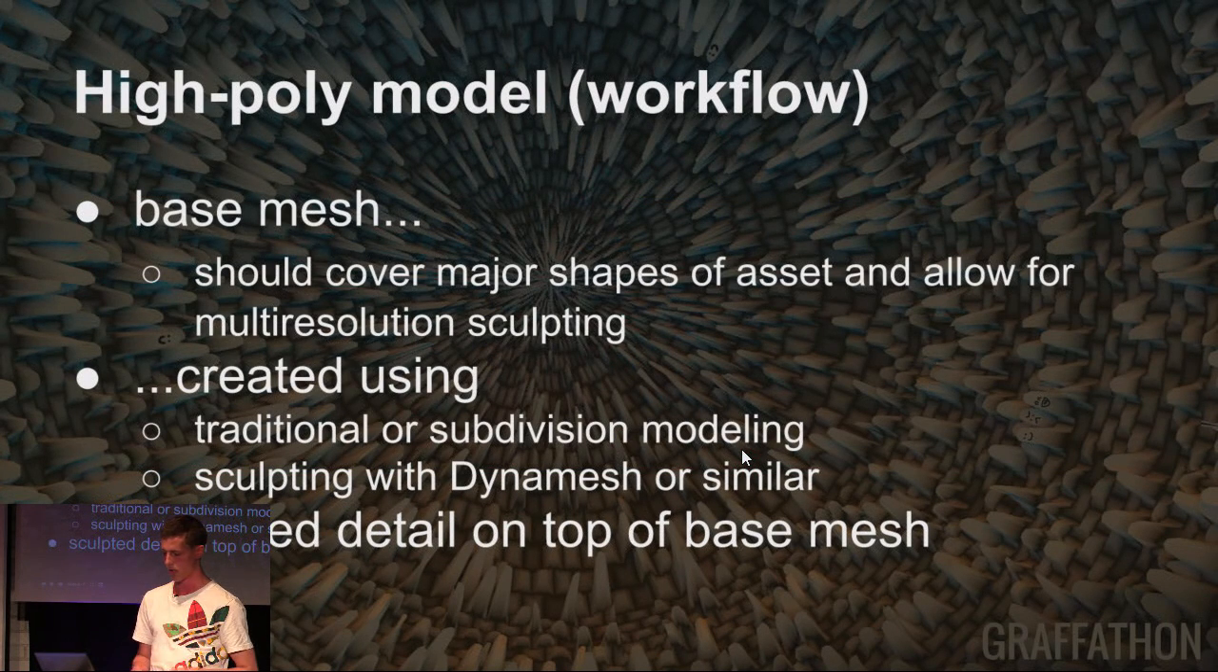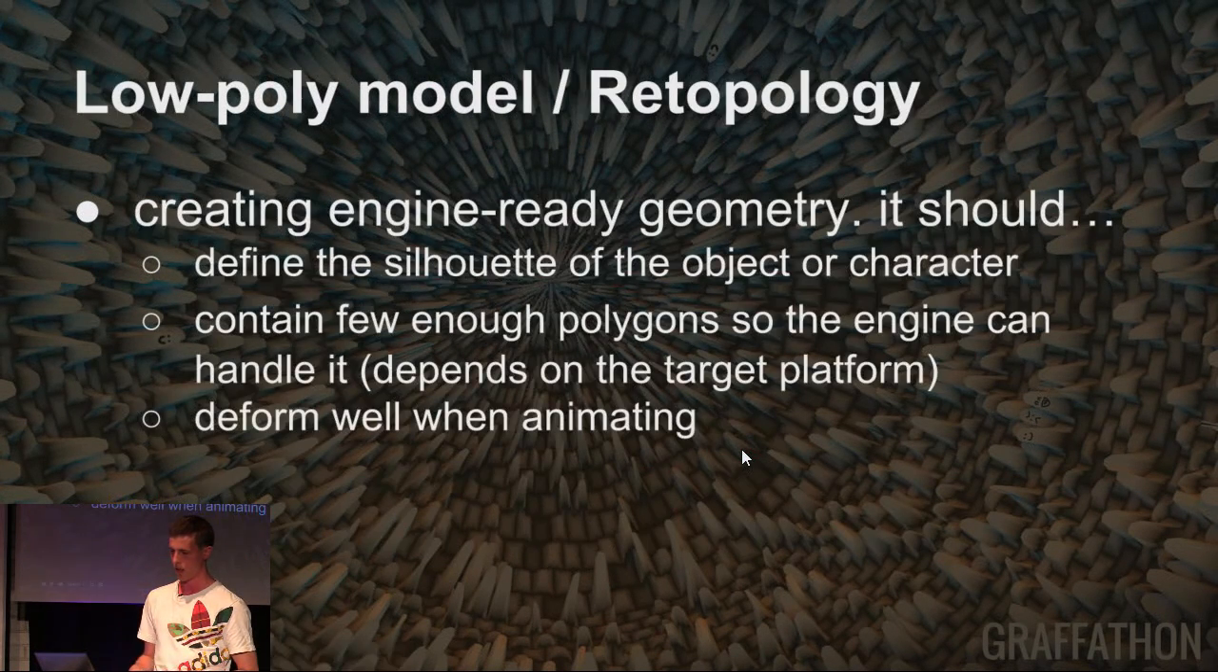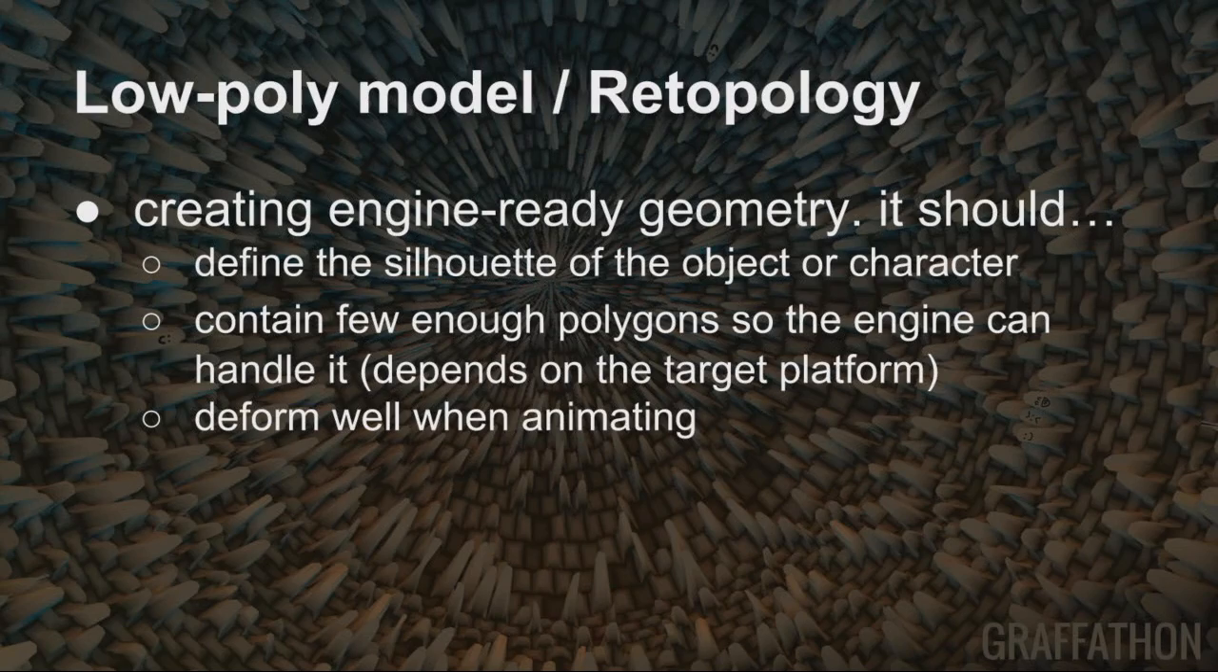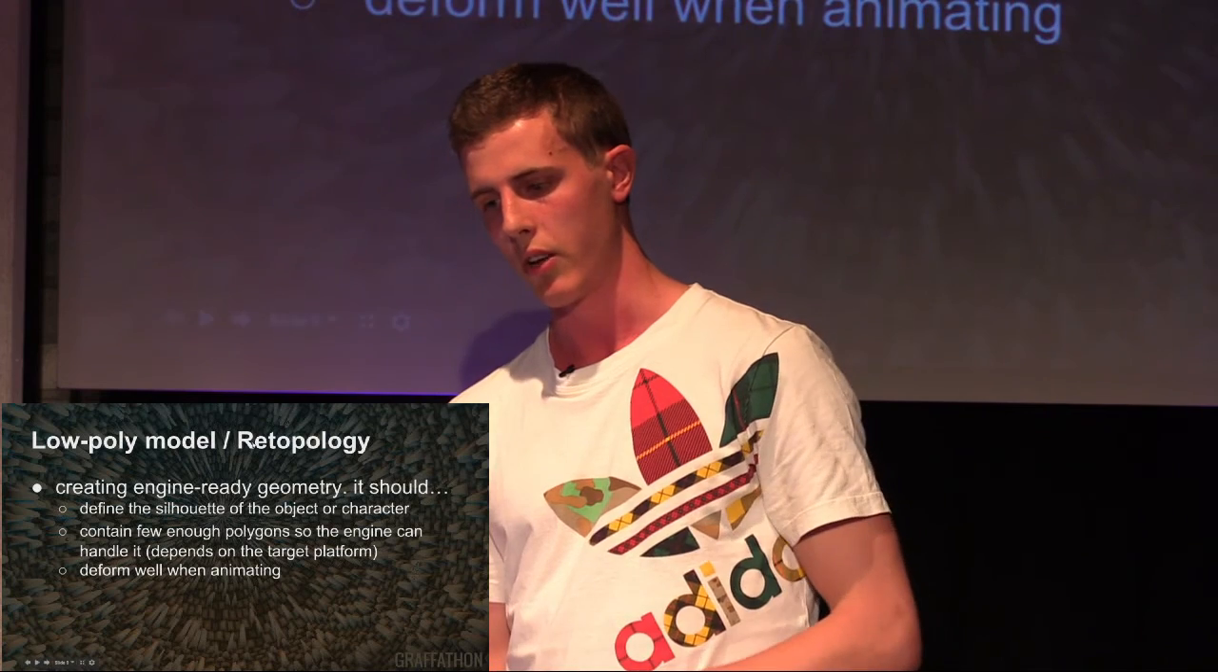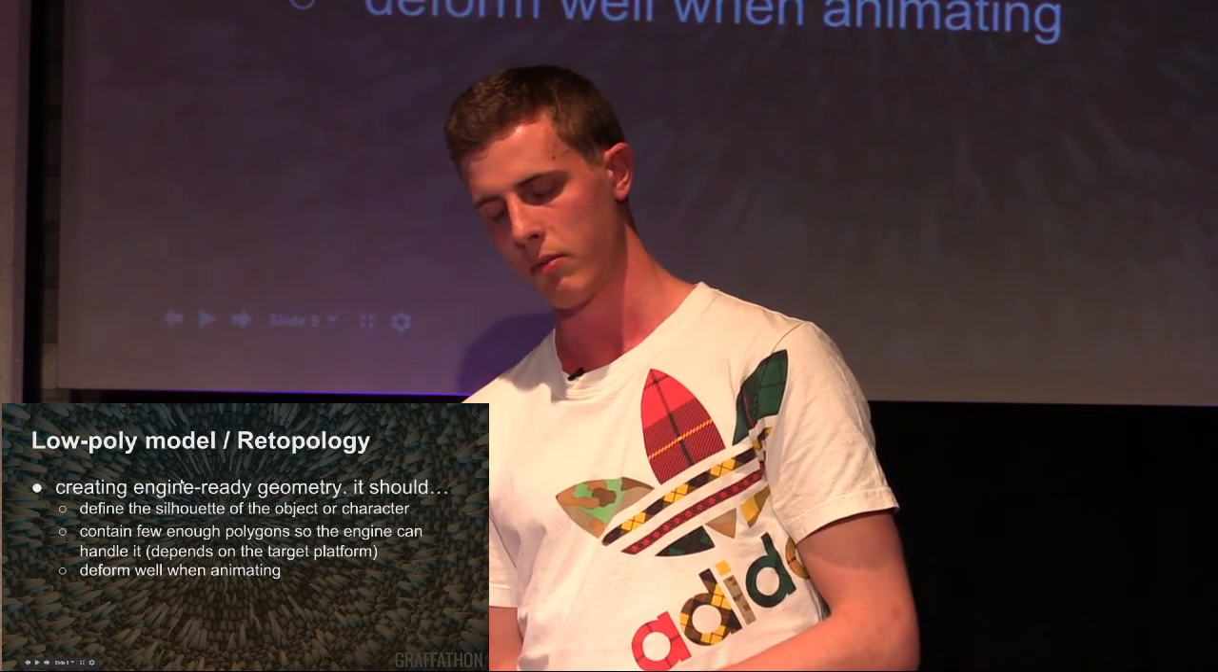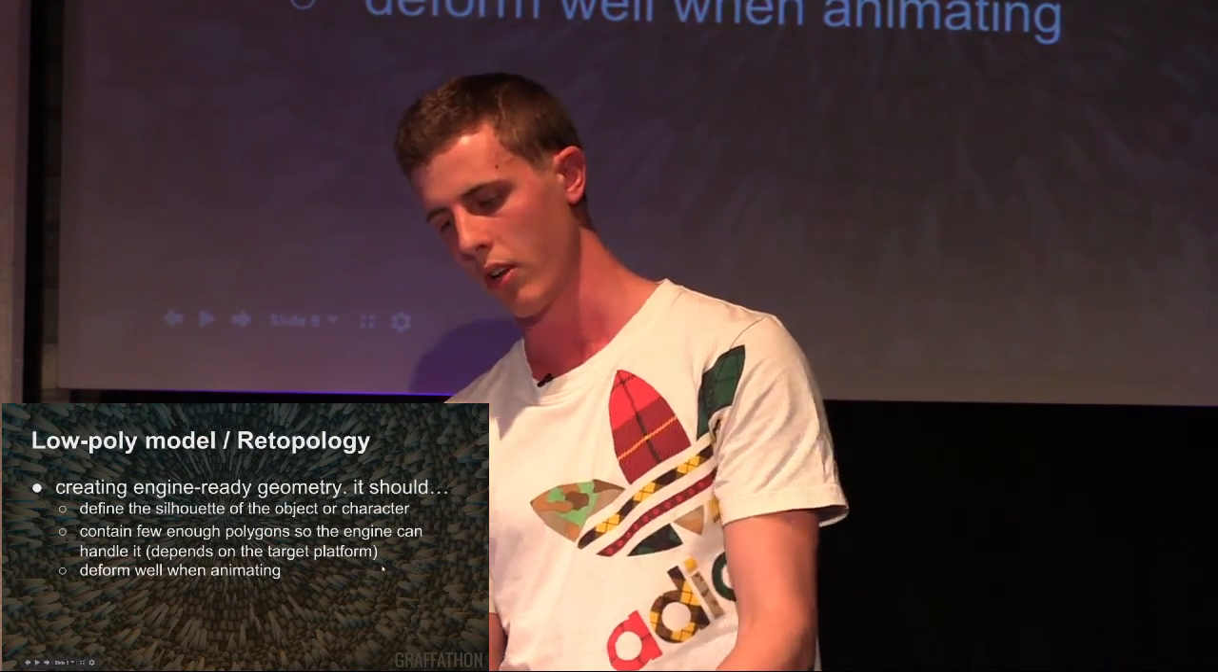So this was this phase. Then the next step is creating something engine ready. So if we have 2 million polygons, well, these days there are computers that can work with 2 million polygons in real time in some cases, but generally you don't want that, especially as the same amount of detail can be captured in a way more efficient way. So next we'll retopologize the model and create a low polygon version of it.